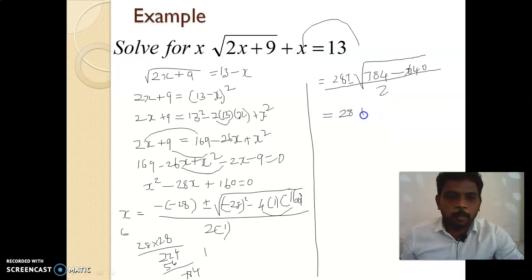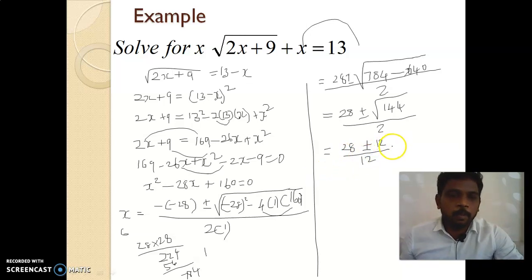So equal to 28 plus or minus root of, now subtract it. 144 will come if you subtract. That is 4 minus 0, 4; 8 minus 4, 4; and 7 minus 6, 1; and whole divided by 2. So equal to, look at the square root. Inside it a square number is there. So the square root of 144 is nothing but 12, and divided by 2.